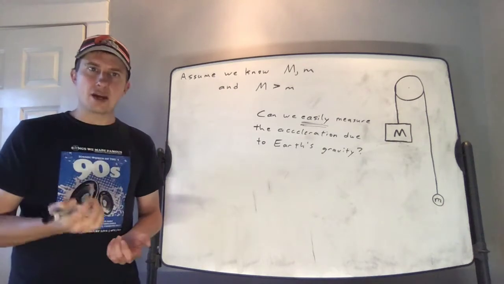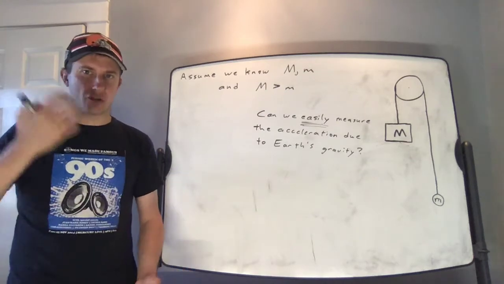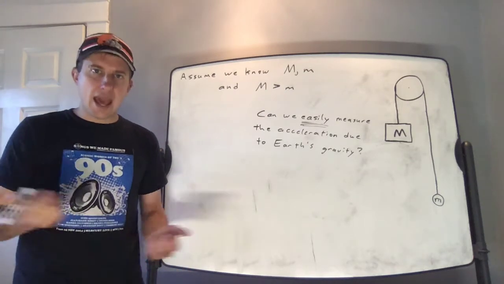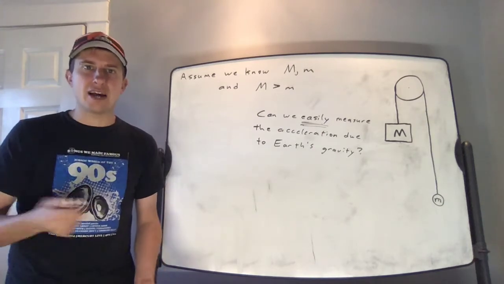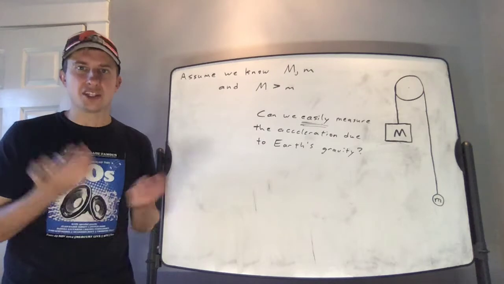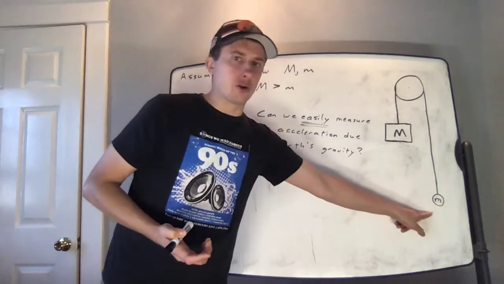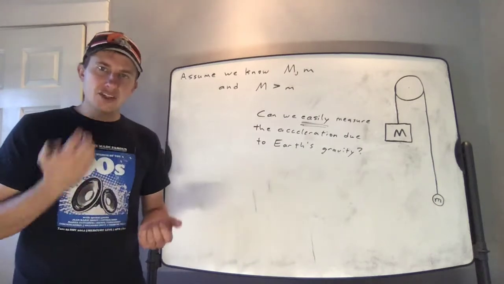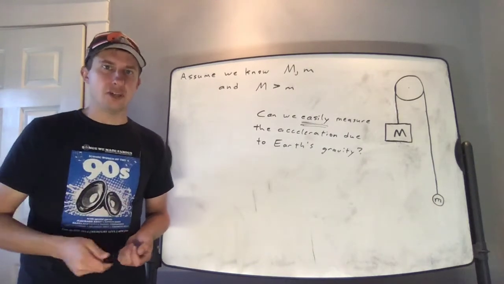One way around measuring the acceleration due to gravity was to use Atwood's machine. Atwood's machine is a very simple machine. It consists of two masses. Presumably, we know what these masses are. One mass I'll call big M, and the other mass I'll call little m. And these two masses are connected by a rope, and that rope is slung over a pulley.